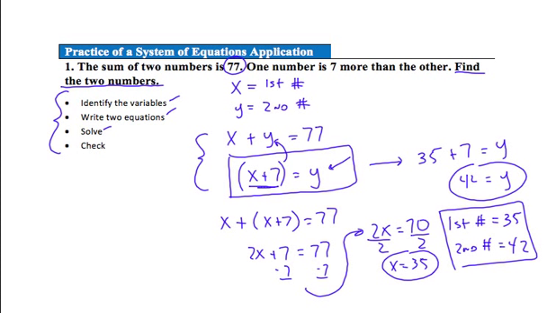All right, one last thing. We want to check and make sure it's meeting these requirements. They would have to add to 77. So if I took 35 plus 42, added those up, yep, I would get 77. And one number has to be 7 more than the other. Well, if I take 42 minus 35, you'll see that the 42 is 7 greater than the other. So we've met both requirements in this problem, so we're confident in our answer.